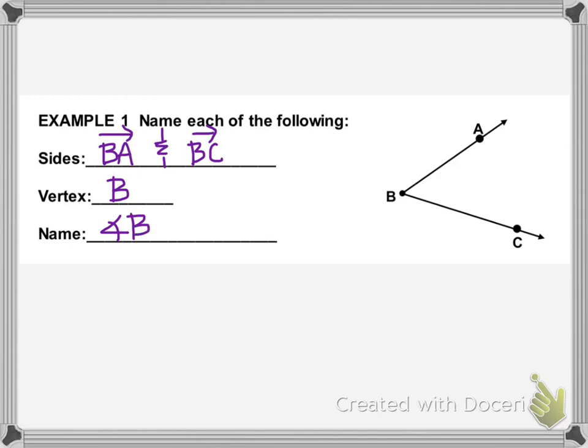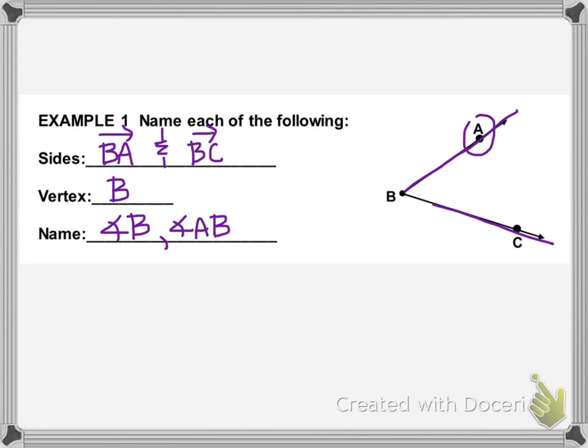Sometimes though, there are more than one angles that have the same vertex, so you have to be a little bit more specific. In that case, you have to use 3 letters. So you'll put the angle symbol, you'll put the vertex in the middle, and then you'll put a point on either side of that vertex point, one from each side. So on one side, we have A. On the other side, we have C. So just like that, okay?